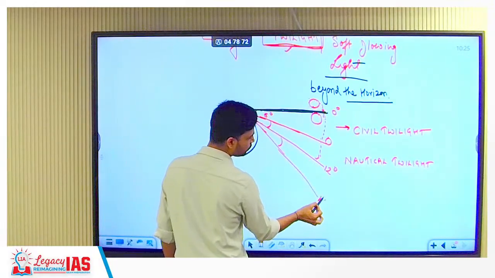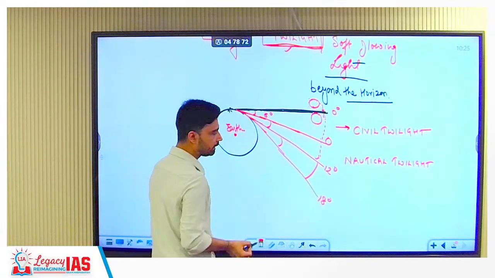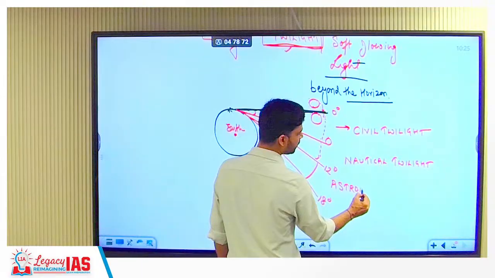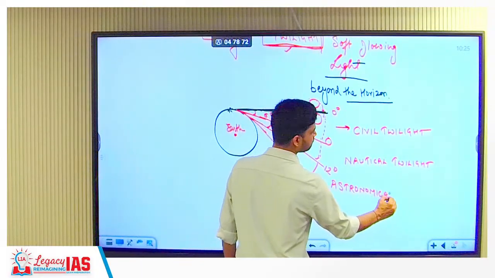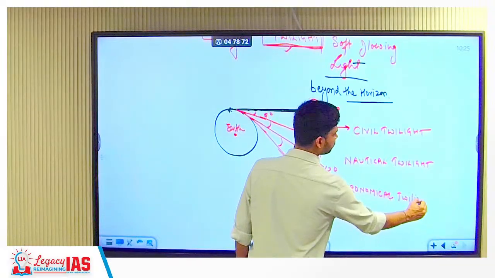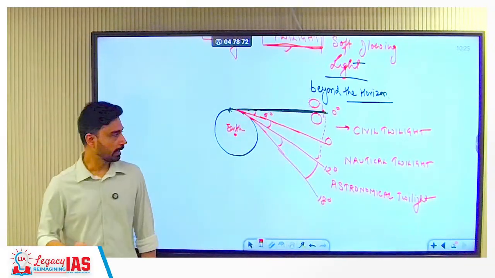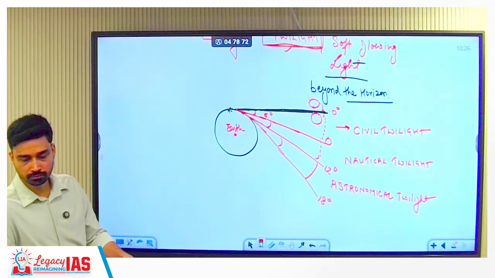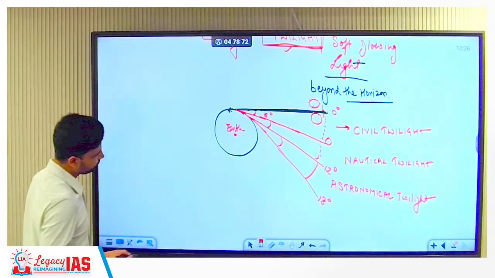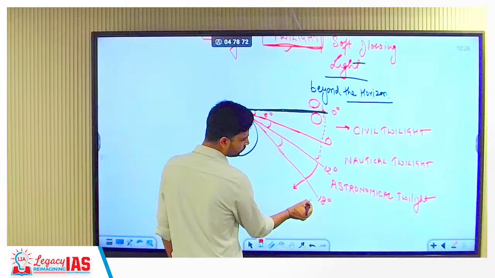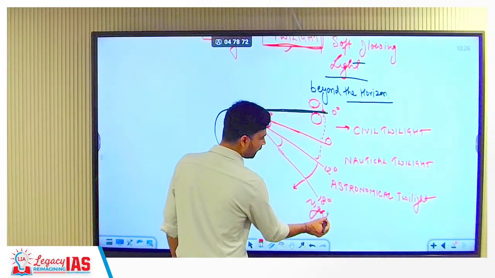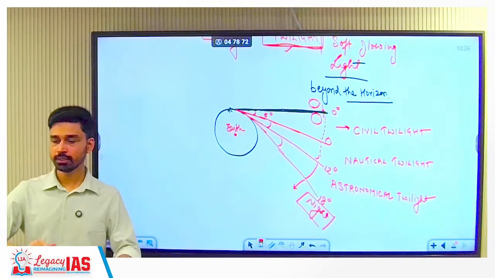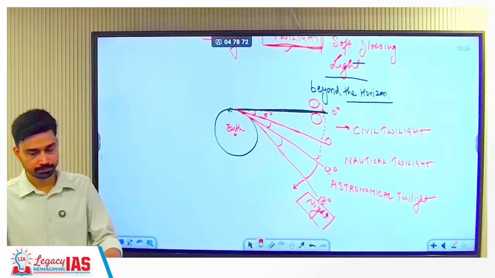And then the sun goes between where? 12 to 18 degrees. If the sun is in this range, it is referred to as astronomical twilight. So these are the three types of twilight, and if the sun goes beyond 18 degrees, what phase of the day are you in? You are in the night. So now twilight has ended, and we can say the night has begun.